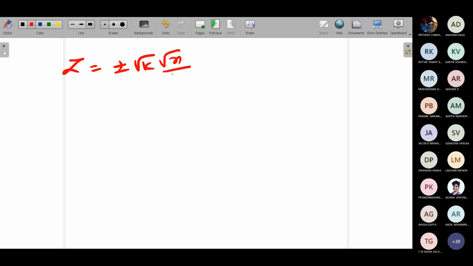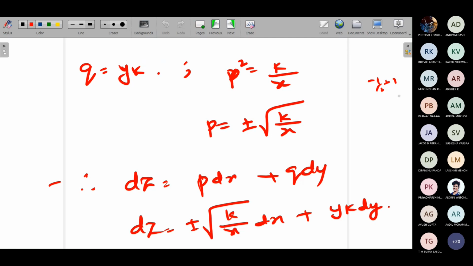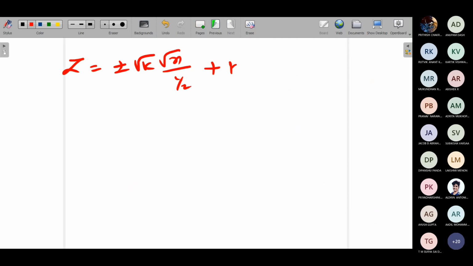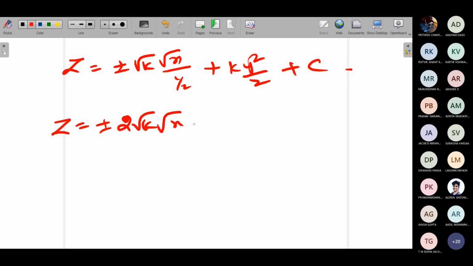Root x divided by 1 by 2, plus the next term: y into k dy, so k into y square by 2, plus the integrating constant c. So z is equal to plus or minus 2 root k into root x plus k into y square by 2 plus c. That's all.